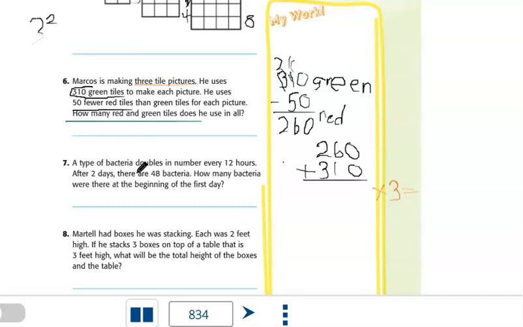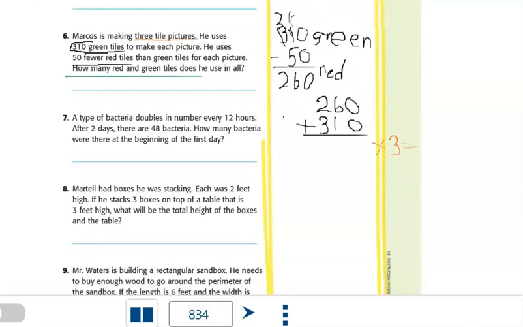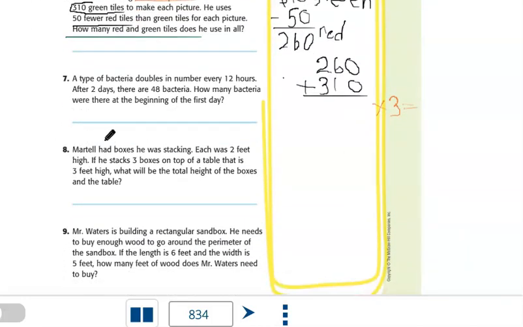Hopefully I didn't give you too much of a clue with that one. Martel had boxes he was stacking. Each was 2 feet high. If he stacks 3 boxes on top of a table that is already 3 feet high, what will be the total height of the boxes and the table?